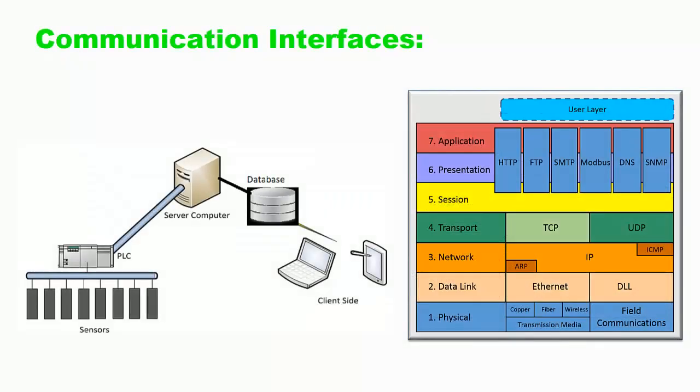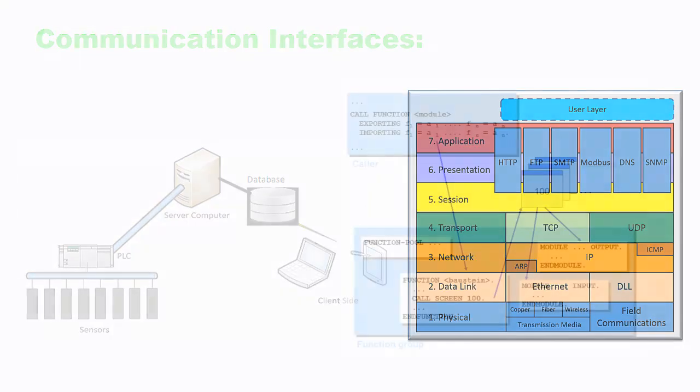Communication interfaces. PLCs often need to communicate with other devices or systems, such as human-machine interfaces, HMIs, other PLCs, or supervisory control and data acquisition, SCADA, systems. Communication interfaces can include Ethernet ports, serial ports, and field bus connections.